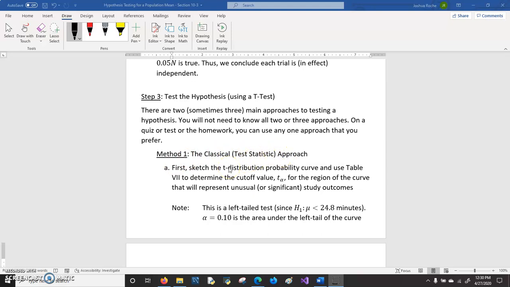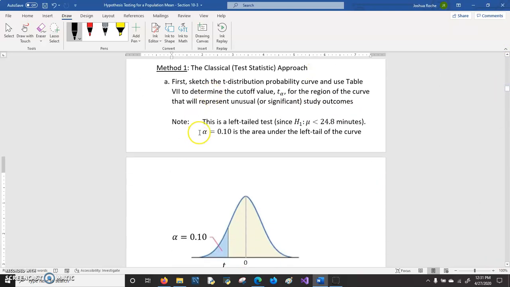And the first thing that is helpful to do in this approach is to sketch the t-distribution probability curve, and then use table 7 to determine the cutoff value, which is a t-value, for the region of the curve that will represent unusual or significant study outcomes. We'll make a note that this is a left-tail test because our alternative hypothesis was less than.